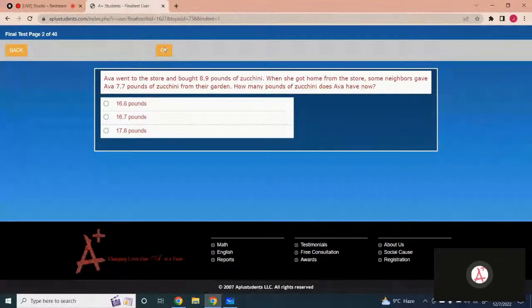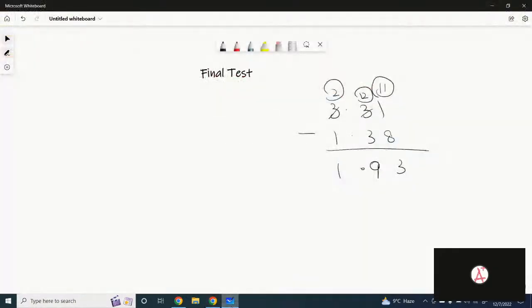Eva went to the store and bought 8.9 pounds of zucchini. When she got home, some neighbors gave Eva 7.7 pounds of zucchini from their garden. How many pounds of zucchini does Eva have now? She got 8.9 pounds from the store, and her neighbor gave her 7.7 pounds. You have to calculate the total. That means you have to add them. 8.9 plus 7.7.